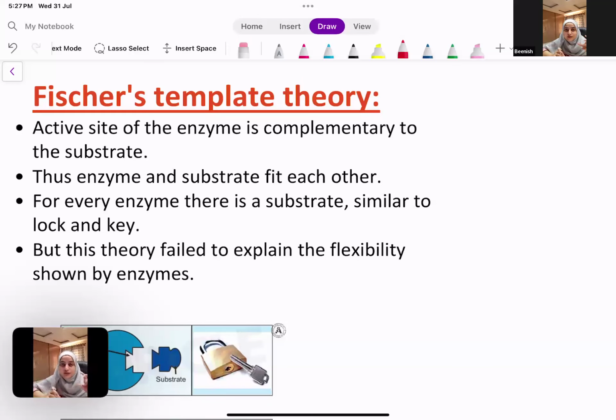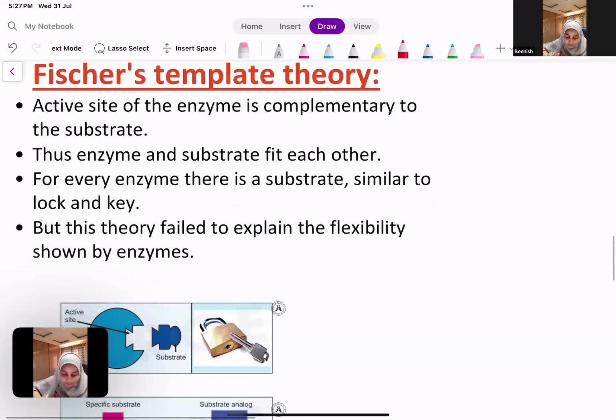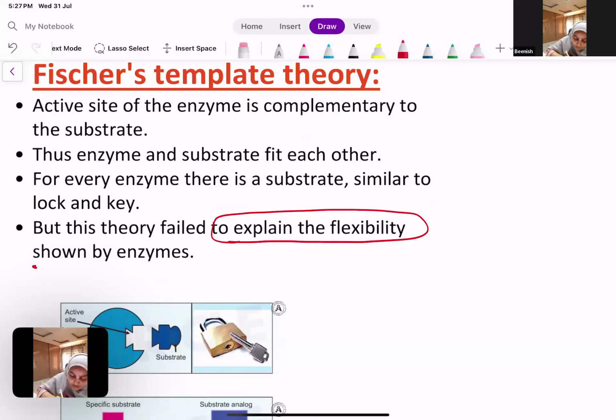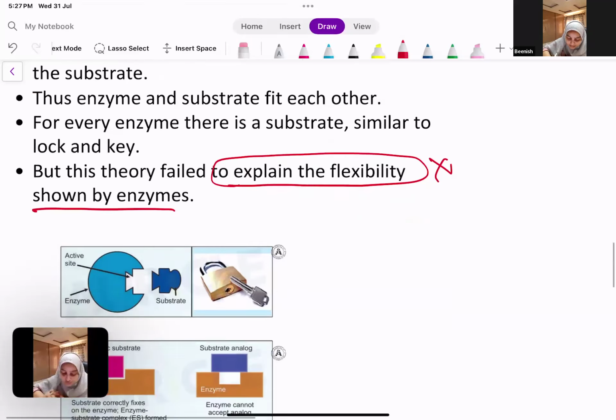For every specific lock, you have a specific key. You cannot open any lock with any key. There has to be a particular key for a particular lock. Similarly, there is a particular enzyme with a particular active site to which only a specific substrate is going to bind. So your active site is complementary to the substrate. But this theory failed to explain the flexibility shown by the enzyme. This is the reason why this theory was discarded, because it failed to explain the flexible nature of the enzymes.